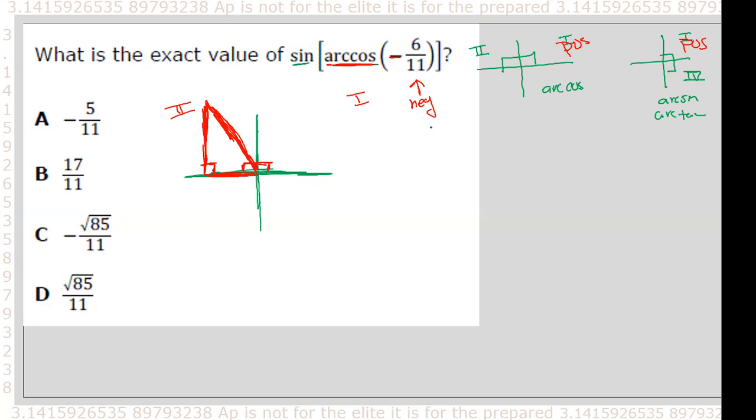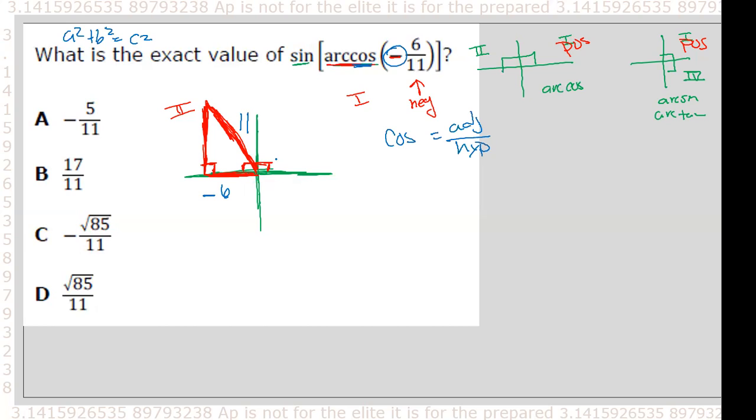If we're working with cosine, we just saw, it is my adjacent side over my hypotenuse. So my adjacent side is 6 and my hypotenuse is 11. Don't forget the negative. The negative is telling me that only the adjacent is negative. The hypotenuse is never negative, guys, because of the Pythagorean theorem, right? a squared plus b squared equals c squared. No matter what, our hypotenuse is always positive, okay?